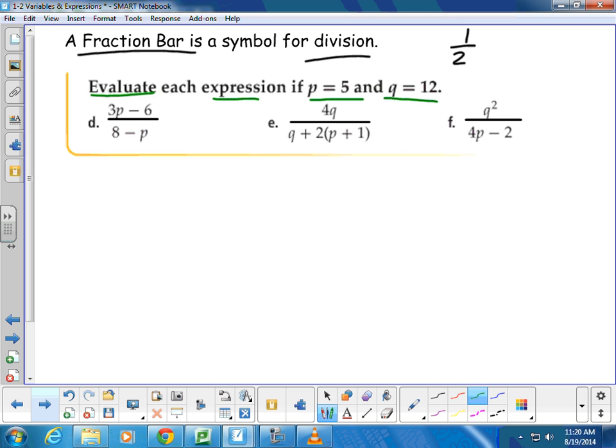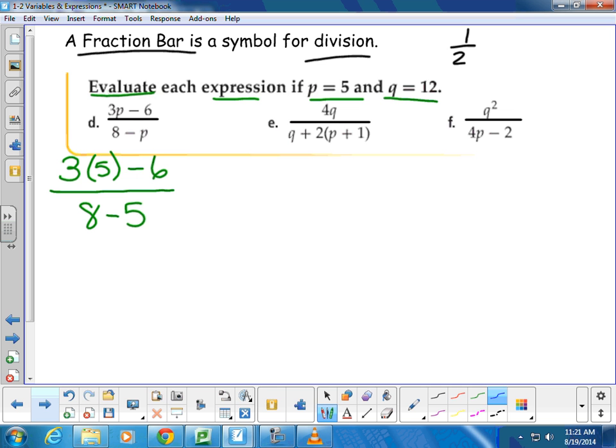So I plug those values in. So 3 times my value of P, which was 5. Notice how I use that multiplication symbol, minus 6, divided by 8 minus P, which is 5. What I do here is I work out the top and I work out the bottom and then I divide, because you can't do that without working out the top and the bottom.